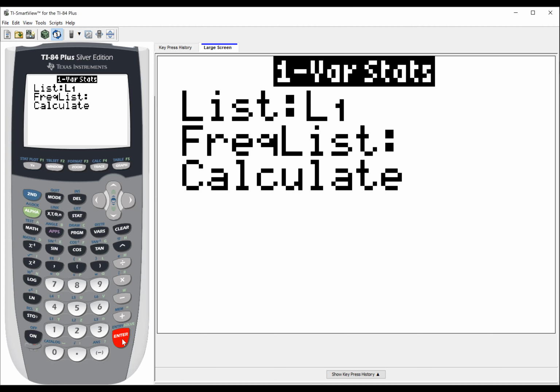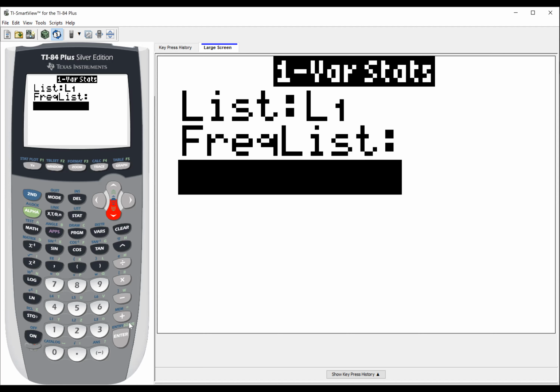So now the calculator needs to know, where did you enter your list? What's the list name? By default, it puts L1 there, but maybe you used L2 or maybe you used L3. So you're just going to type in the appropriate list. I used L1, so just a reminder, I'm going to clear this out, pretend like L1 wasn't there. I'm going to press second and then the number 1 key, and that's going to pull up L1. If you used L2, you would pull up L2 and so on and so forth. We're going to arrow down to frequency list, leave that empty, nothing should go there, and then arrow down to calculate and press enter.